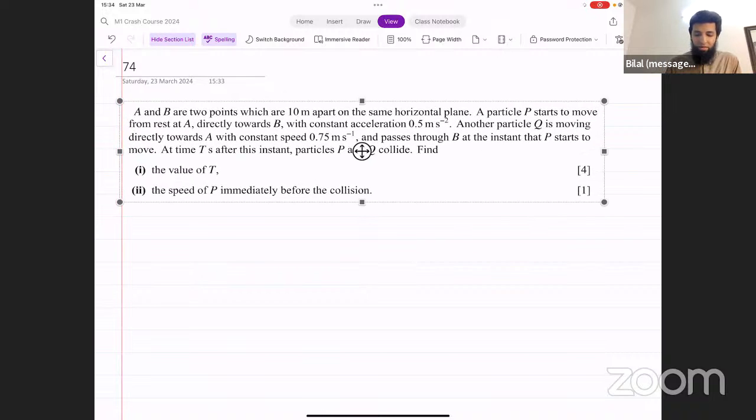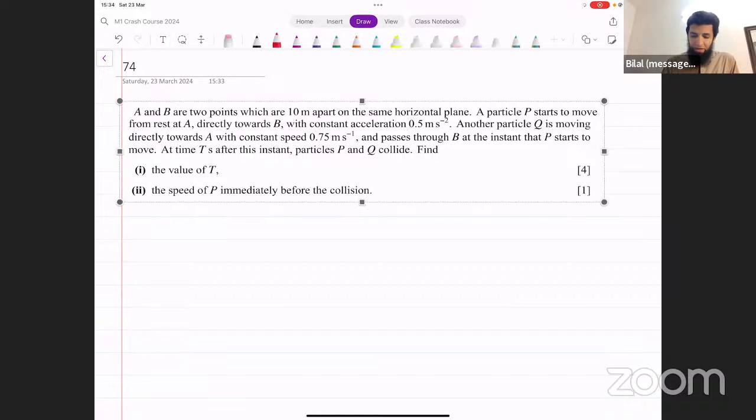It says A and B are 2 points which are 10 meters apart on the same horizontal plane. A particle P starts to move from rest at A directly towards B with constant acceleration. So we are given that the acceleration is constant. They are 10 meters apart, the two particles. Another particle Q is moving directly towards A with constant speed 0.75 meter per second and passes through B at the instant that P starts to move. At time t seconds after this instant, particles P and Q collide. Find the value of t.